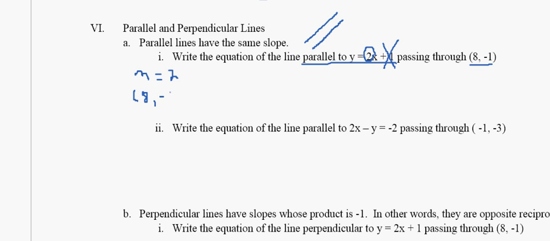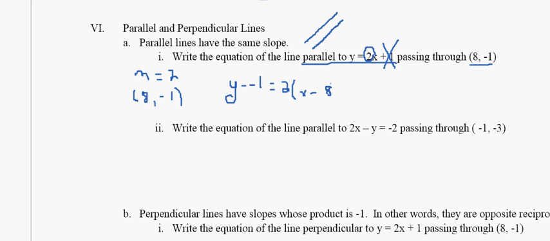Now I'm not going to use the same y-intercept. The y-intercept has nothing to do with my new line. But my line needs to pass through this point. So I have the point (8, -1). So I have a point and a slope. I put it in point-slope form.